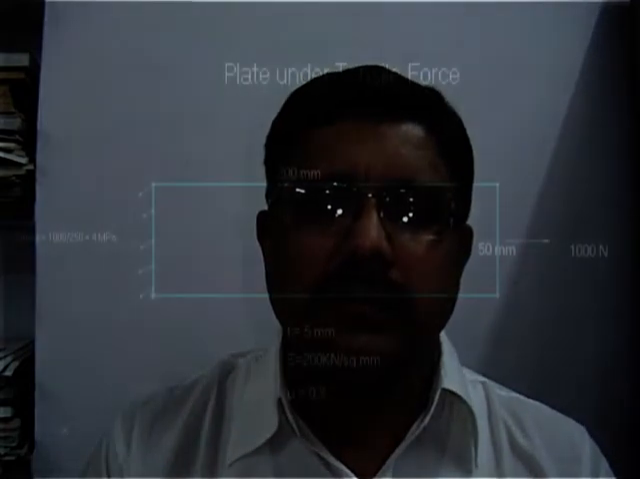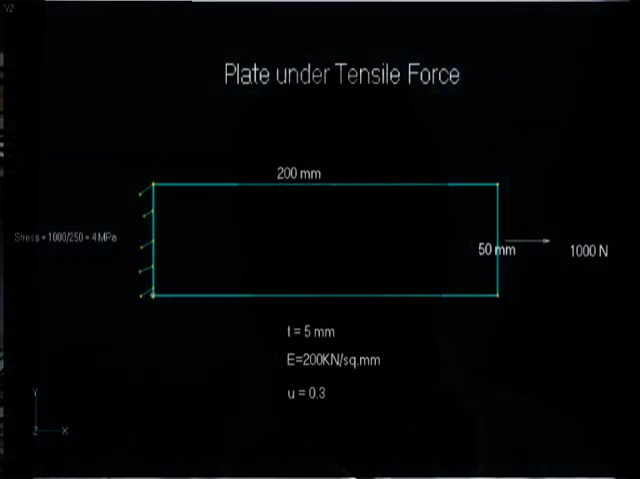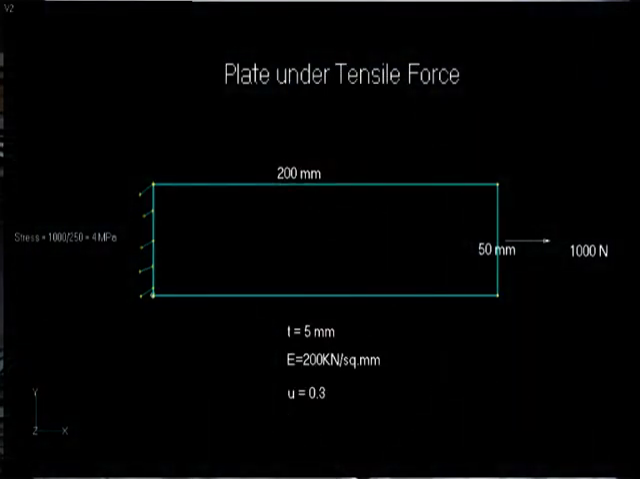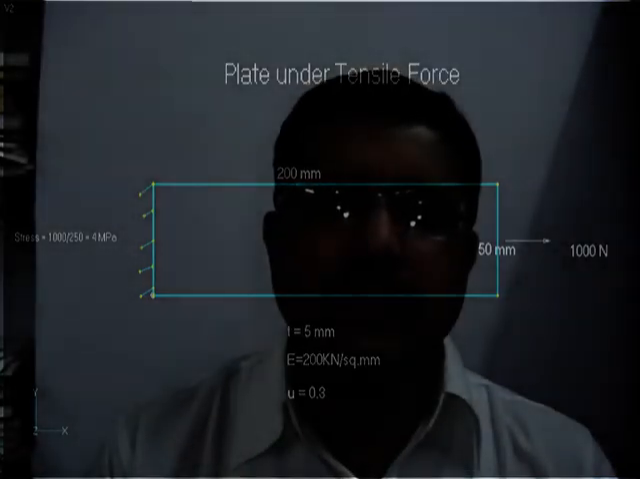Now we'll consider a problem of a plate. We'll assume that the plate has a length of 200 millimeters, a width of 50 mm, and let us consider the thickness of the plate as 5 mm. I will constrain one end of the plate. That means the degrees of freedom at all the nodes on one edge I will make equal to 0. And at the other end, I will apply the load. I will consider a load of 1000 newtons.